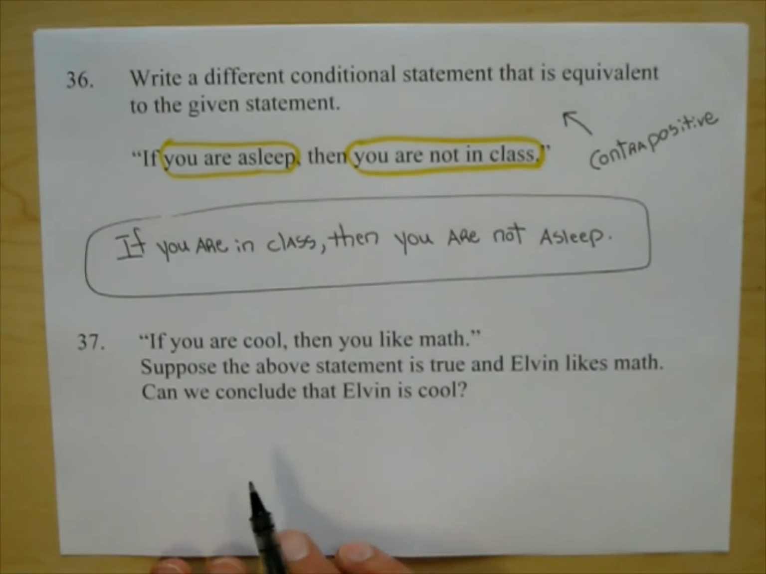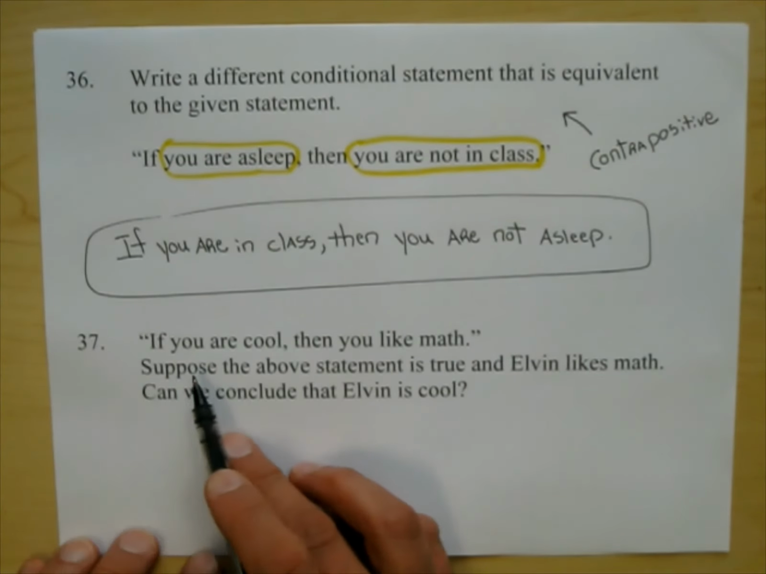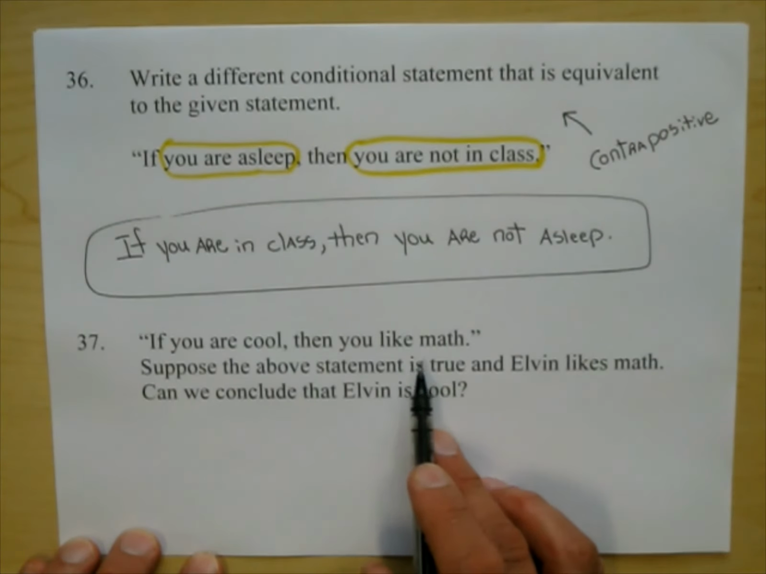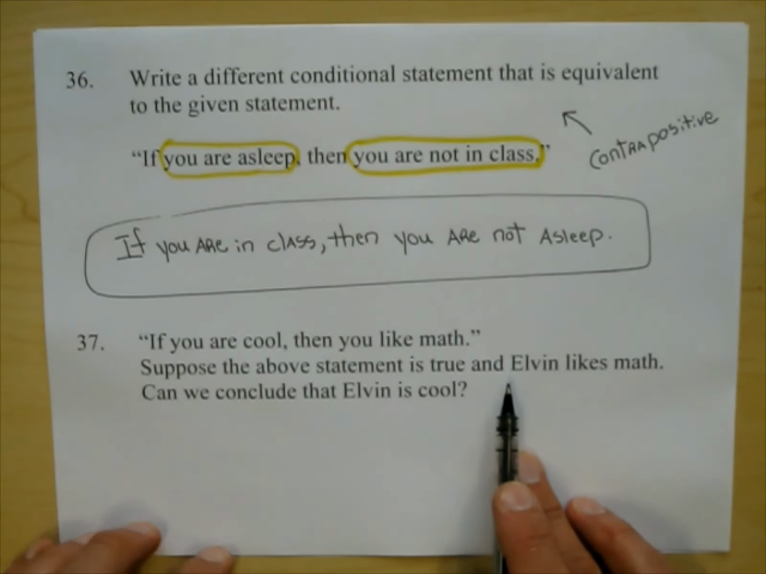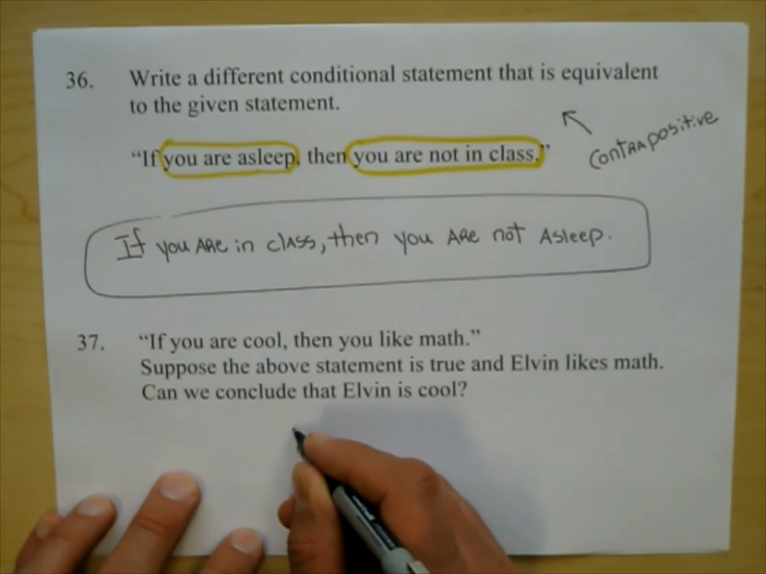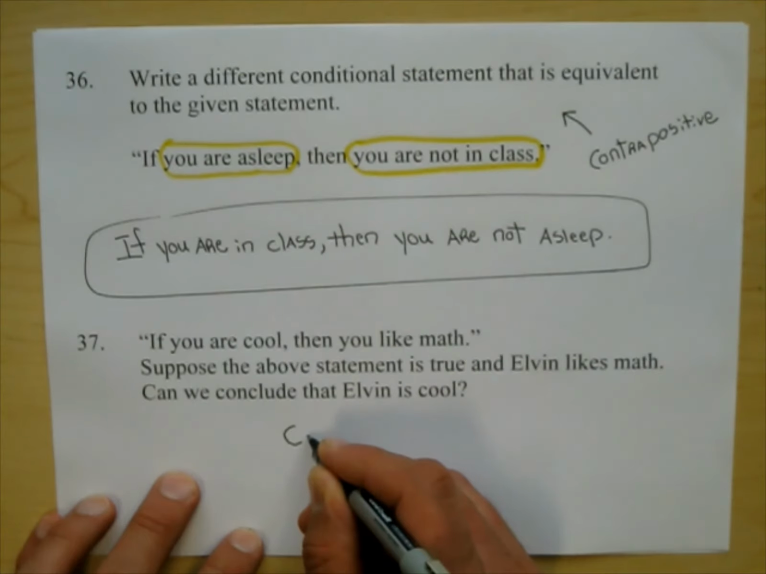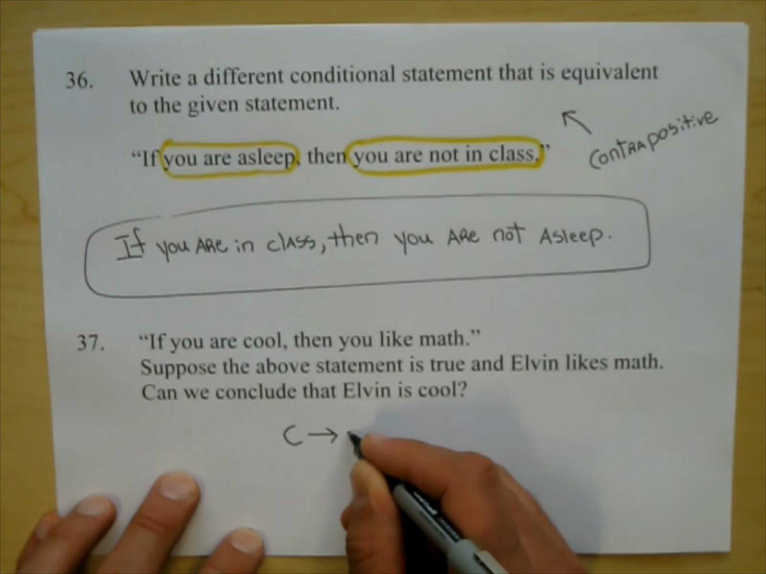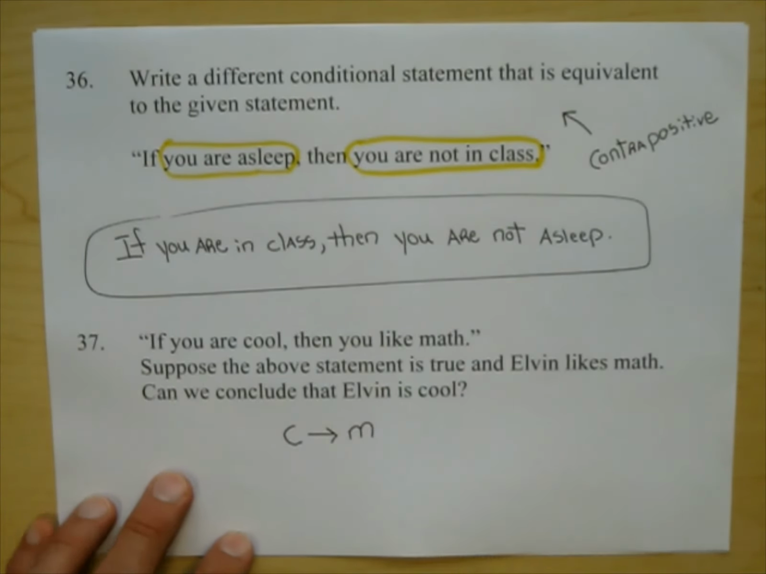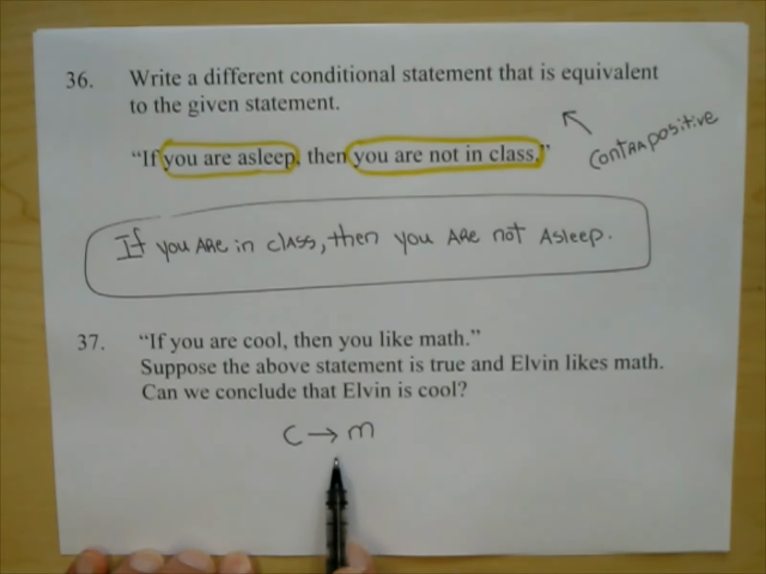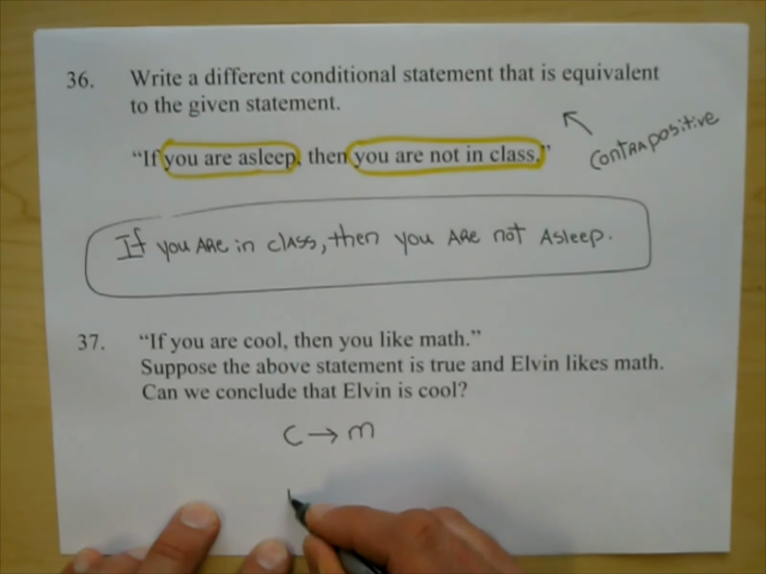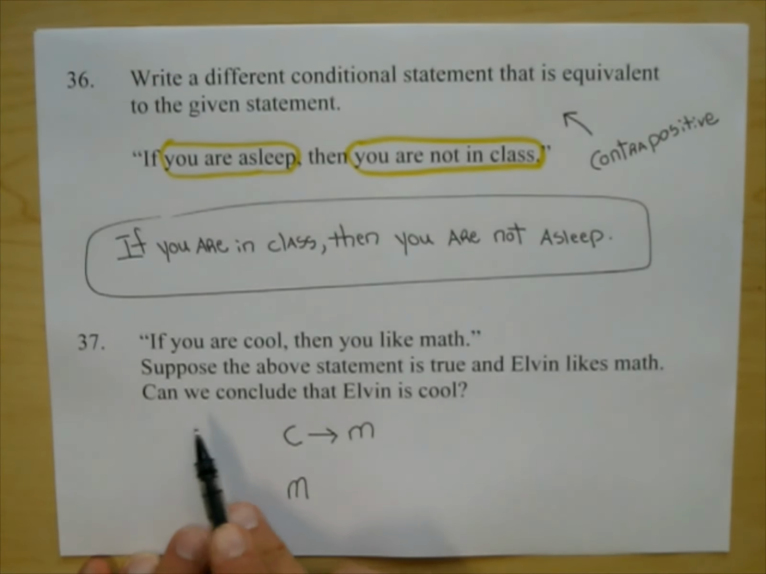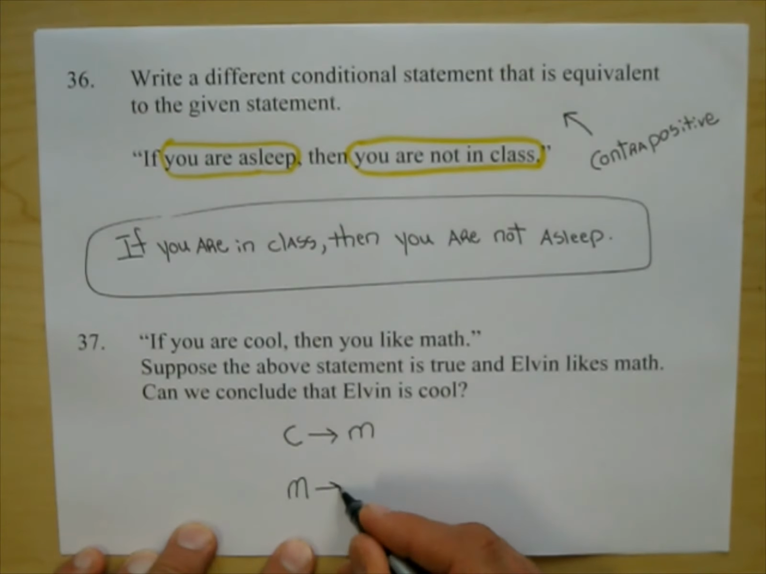Okay, the last problem of the review is number 37. If you are cool, then you like math. That's great. Okay, suppose the above statement is true. Okay, so we're going to say if you are cool, we'll write that as C. Then you like math. So we'll just say if C, then M. So suppose this is true, and Elvin likes math. Okay, so this is Elvin. He likes math. Can we conclude that Elvin is cool?